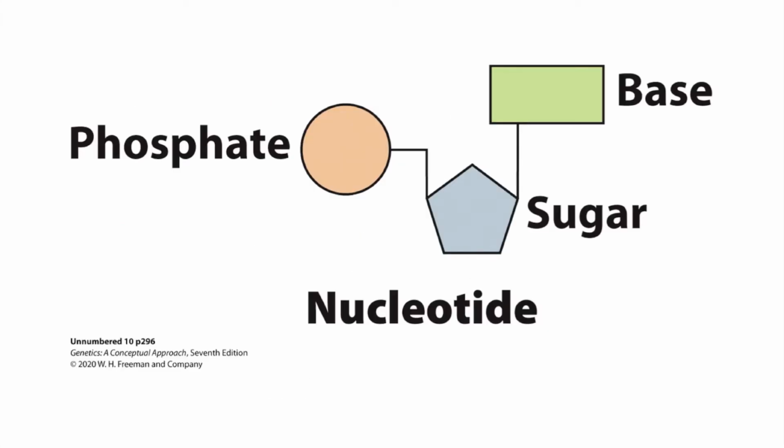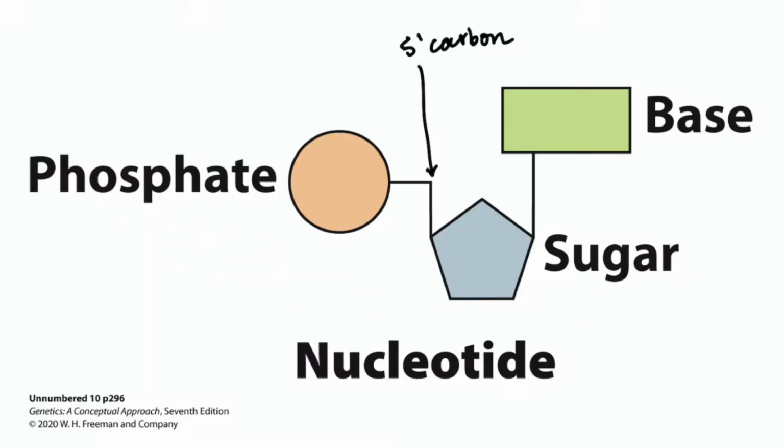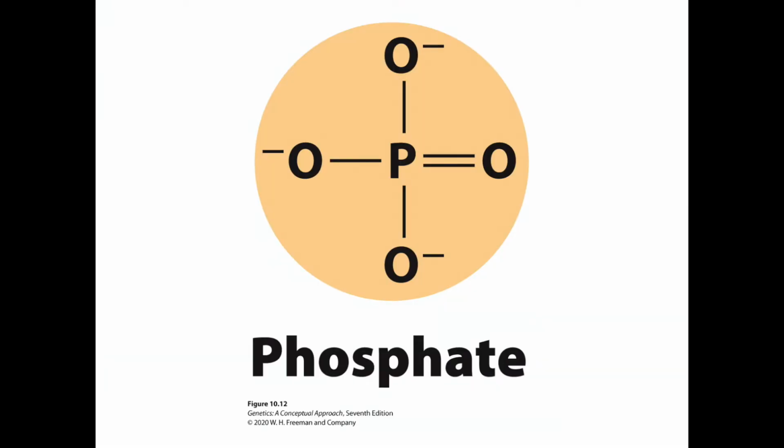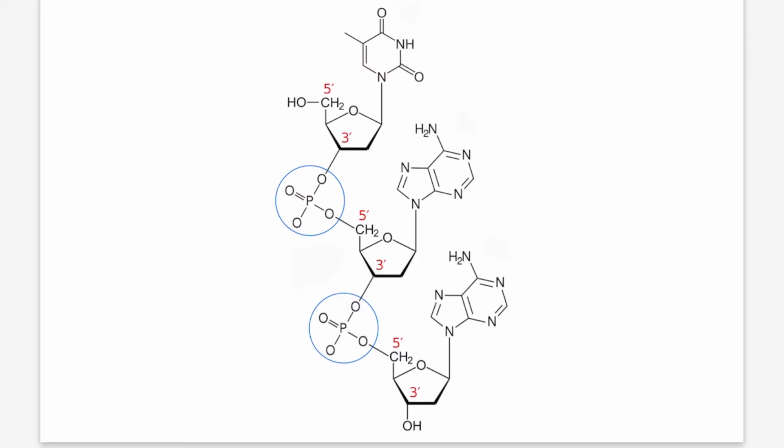And finally, the last component of the nucleotide is the phosphate group, which is attached to the sugar at the 5' carbon. The phosphate group includes a phosphorus that is bound to 4 oxygens. Now that we've covered the basis of the nucleotide, let's take a closer look at how these nucleotides fit together to form a single strand of DNA.